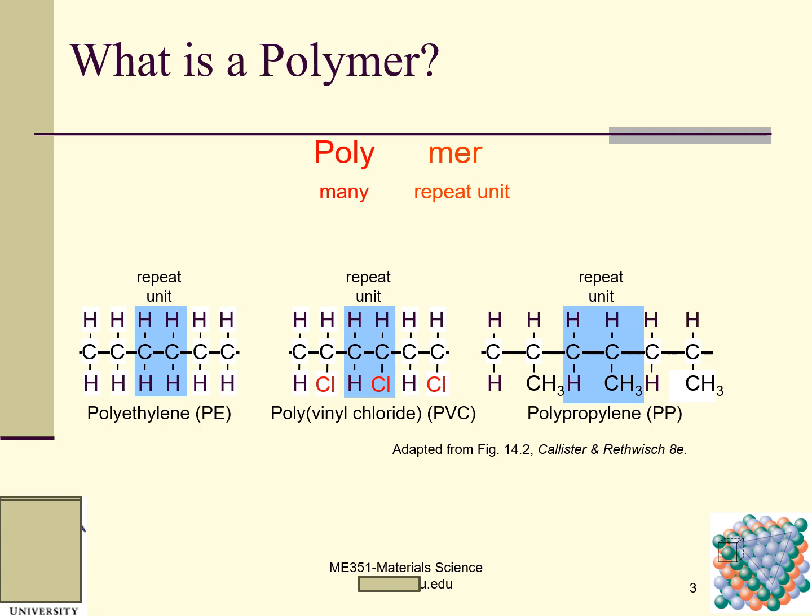Any questions regarding this slide? This is very interesting. If you memorize the polymer this way and decompose it into two components, one is poly, one is mer, it is much easier. It makes perfect sense for understanding. So this is what a polymer is. Any questions so far? Keep in mind, poly means multiple, many. Mer means unit, repeat unit.